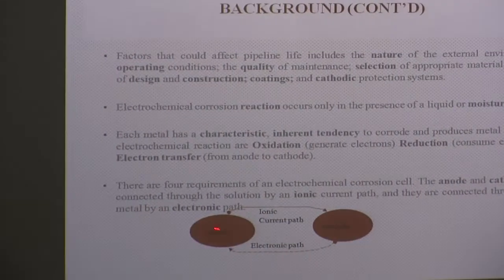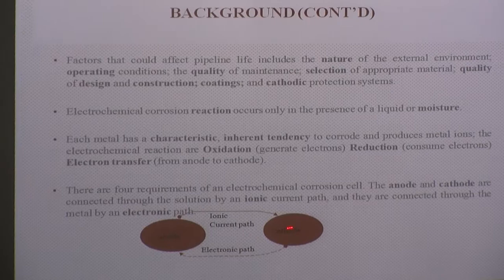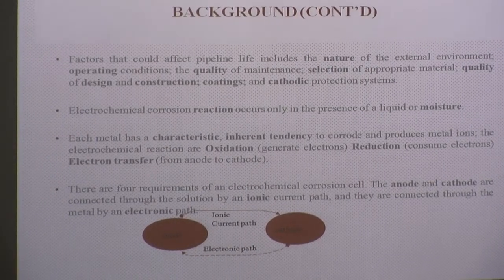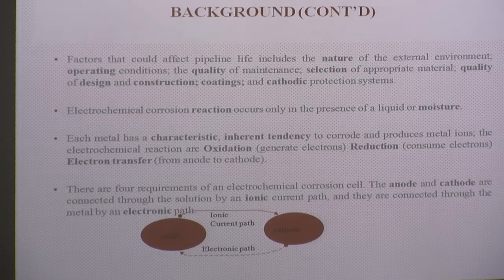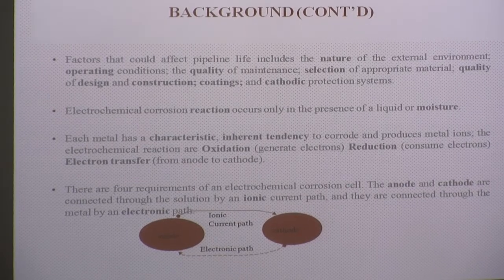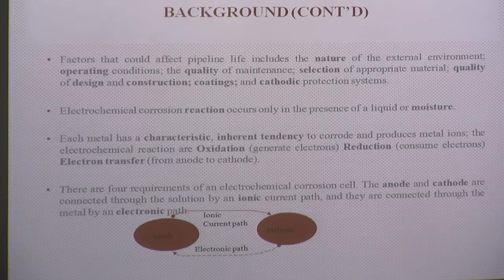Metals have a characteristic inherent tendency to corrode. The corrosion reactions are the oxidation which takes place at the anode, the reduction which takes place at the cathode, and then the electron transport from the anode to the cathode. So once this cell is set up, corrosion takes place.